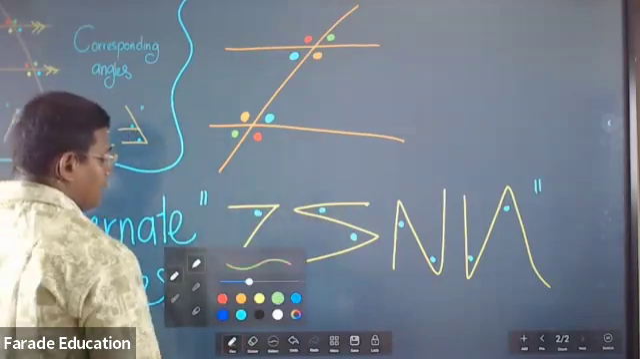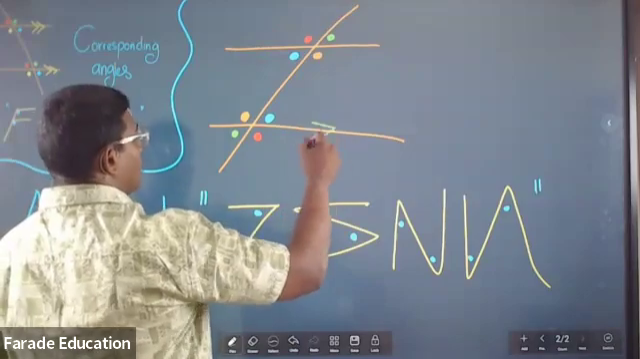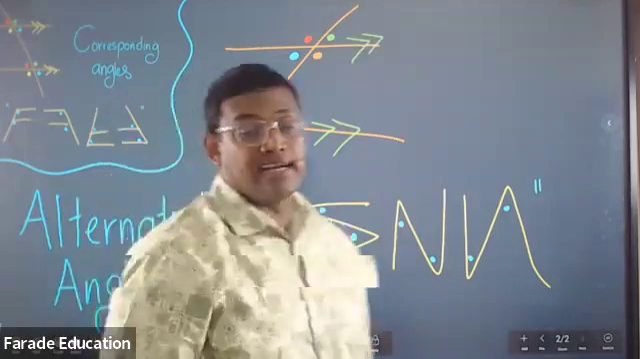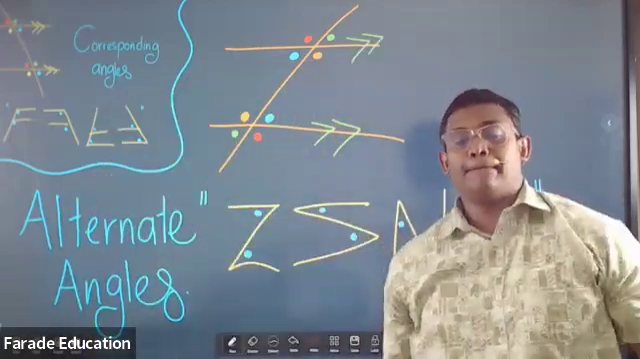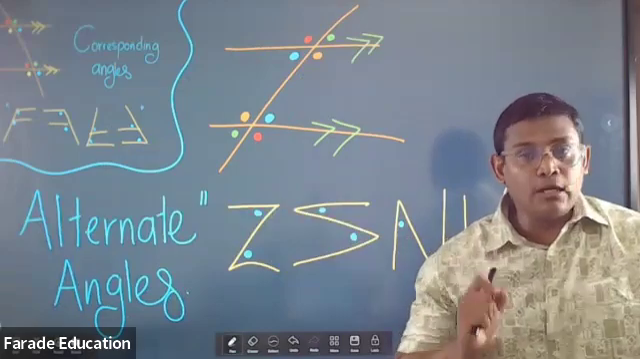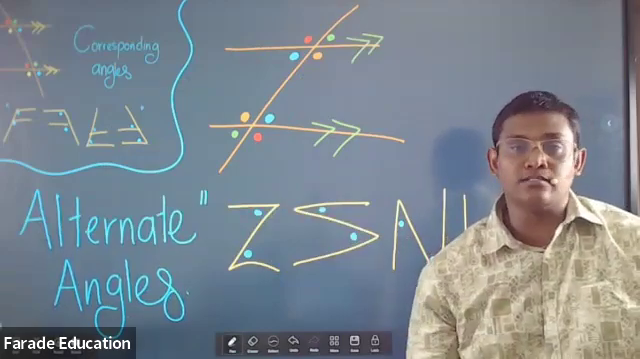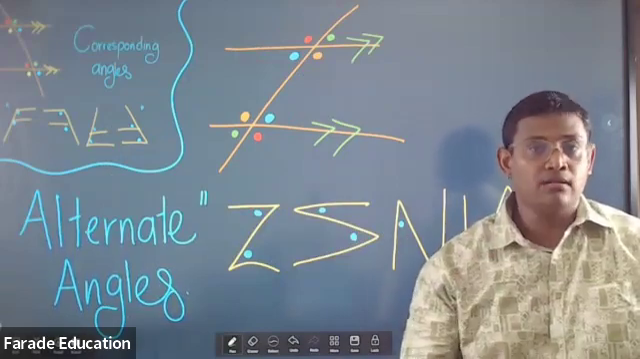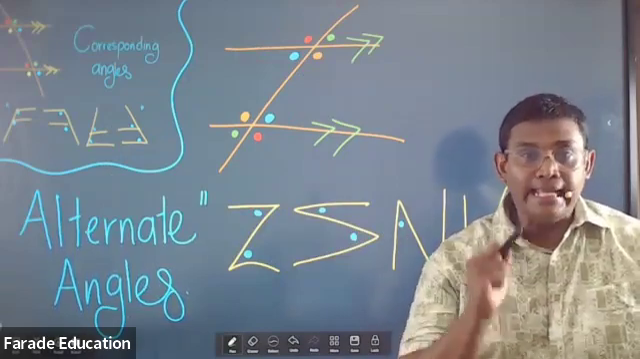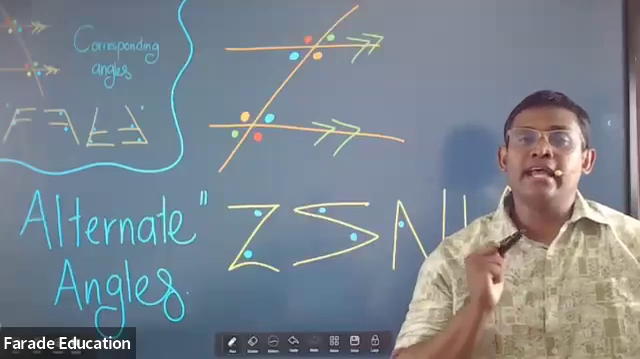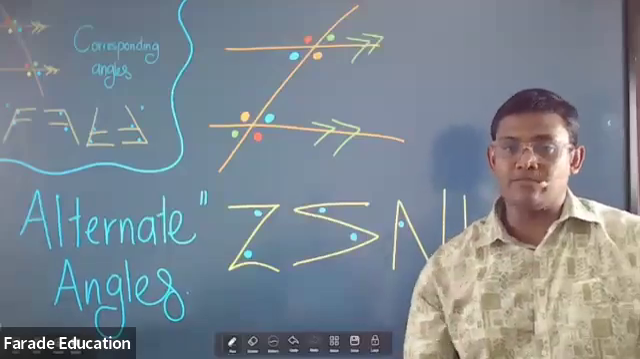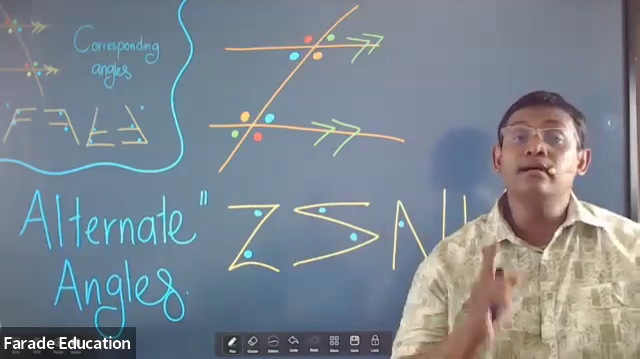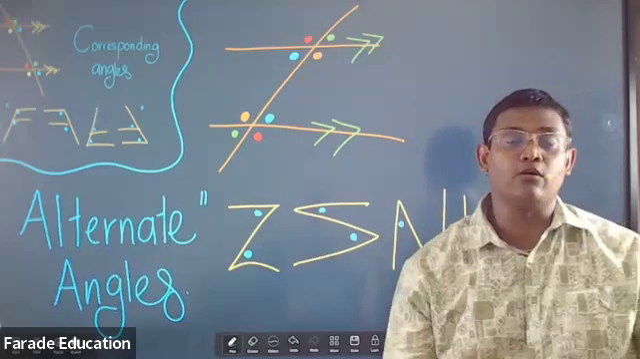If and only if the two lines are parallel, the alternate angles are what? Equal. Even when they are not parallel, they are called alternate angles, but they are not equal. When the lines are parallel, the alternate angles are equal. That is the second one.